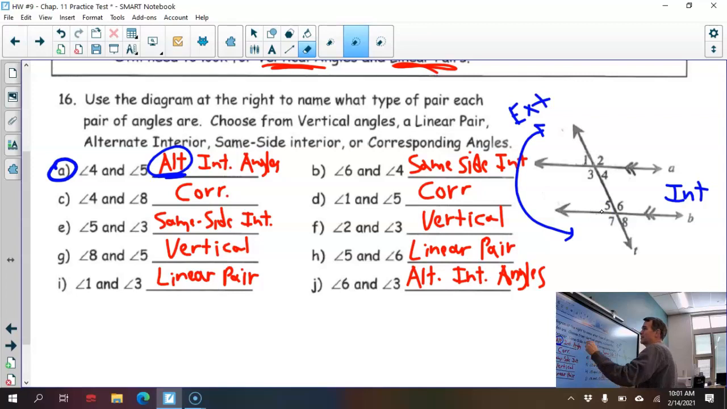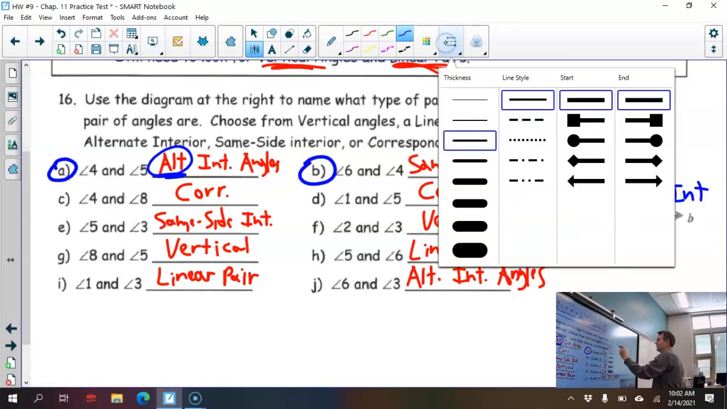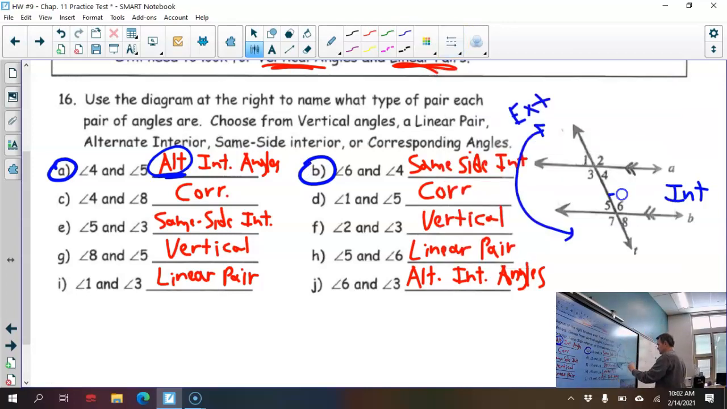This brings us to letter B. This is going to be interesting. So letter B is angle 6 and angle 4. Again, those are both interior, but now they're on the same side of the transversal. So they are same side interior, right?